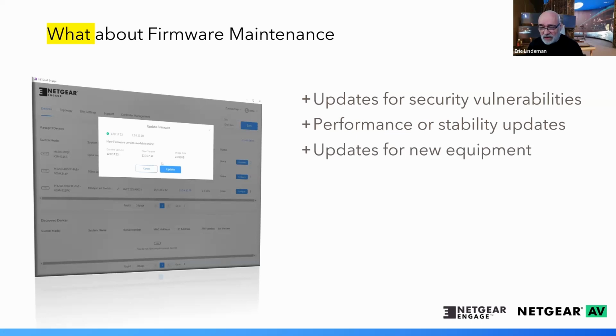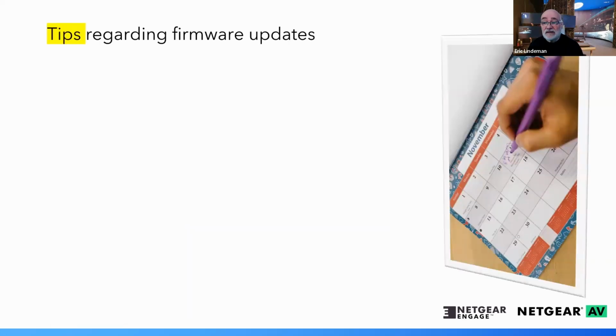Also, firmware updates are often required to use new software or equipment. If you want to use new software or equipment, make sure that the firmware of your network equipment is up to date. And it's important to regularly review the firmware updates for your network equipment, so you can include this procedure in the service maintenance schedule. Here are some tips to consider for installing firmware updates on AV network equipment.